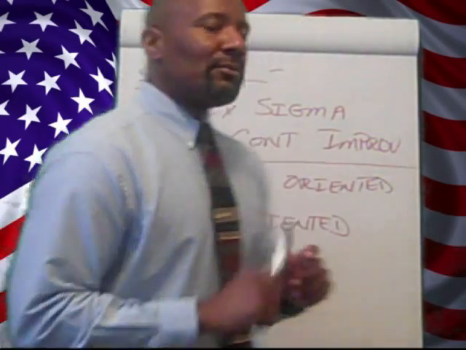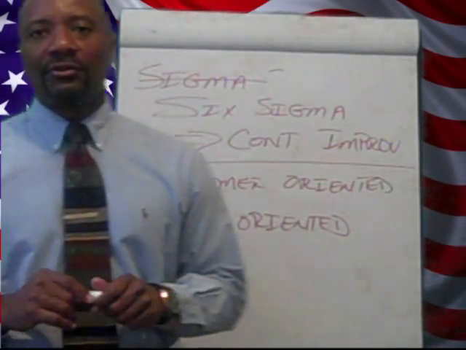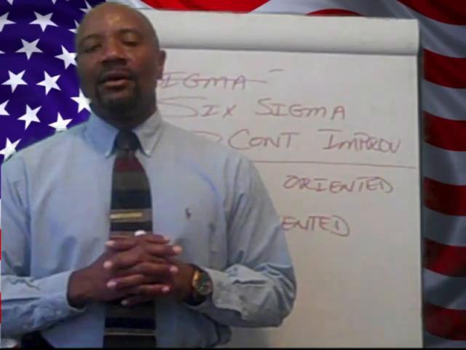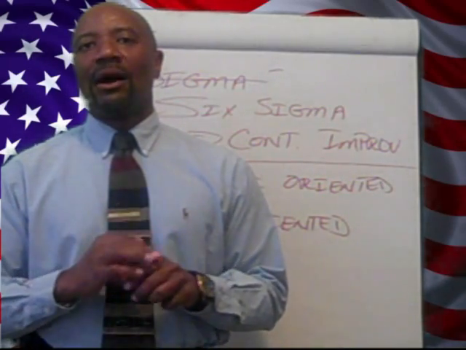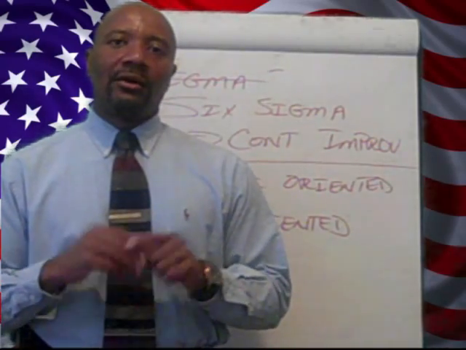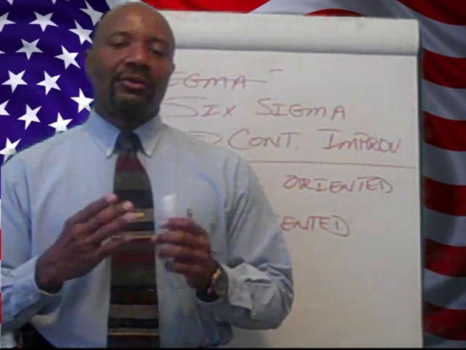So let's begin by saying that Six Sigma is a continuous improvement process, which means that we are going to use a defined methodology in order to determine how to go about improving our process so that we do a better job at accomplishing our task and our goals on a regular basis.